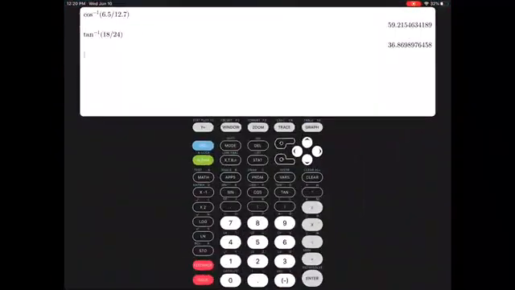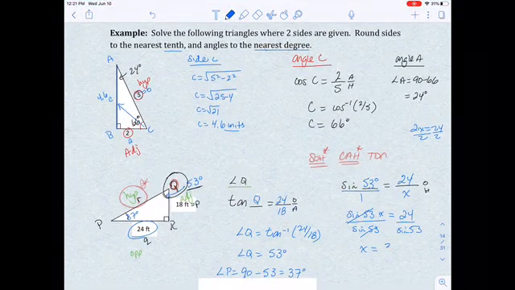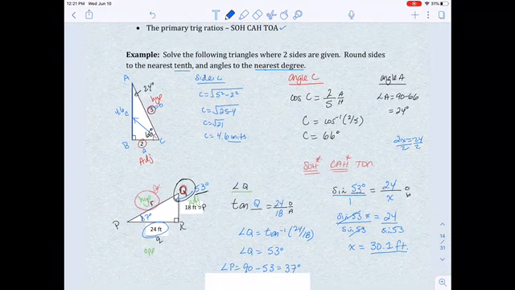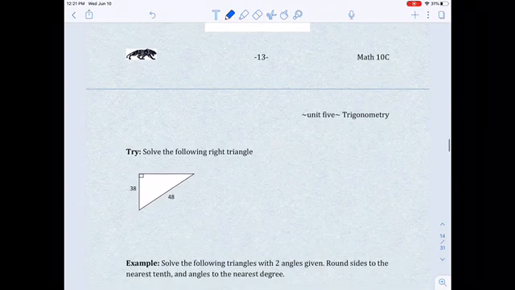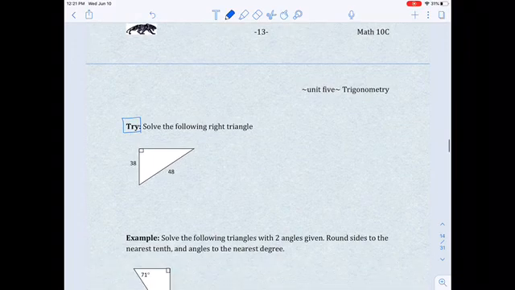Let's find that calculator. 24 divided by sine of 53, and we get 30.05, which rounds to 30.1. So 30.1 feet, I guess, would be this length because they're feet. Does that make sense? Hopefully that makes sense, and you can try that. Why don't you try the next example? Pause the video and give it a try just to hammer home and make sure you know what we're doing.